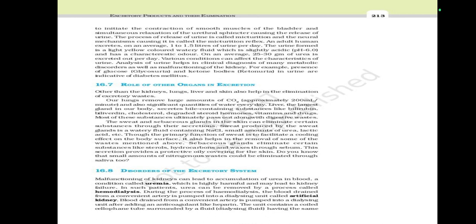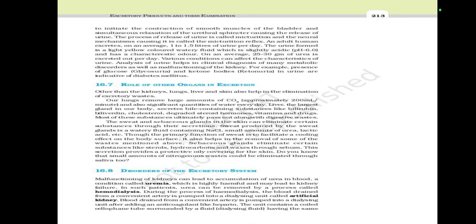diabetes mellitus. Role of other organs in excretion: other than the kidney, the lungs, liver, and skin also help in the elimination of excretory waste. Our lungs remove large amounts of CO2, approximately 200 milliliters per minute, and also significant quantities of water every day. Liver, the largest gland in our body, secretes bile containing substances like bilirubin, biliverdin, cholesterol, degraded steroid hormones, vitamins, and drugs. Most of these substances ultimately pass out along with the digestive waste. The sweat and sebaceous glands in the skin can eliminate certain substances through their secretions.